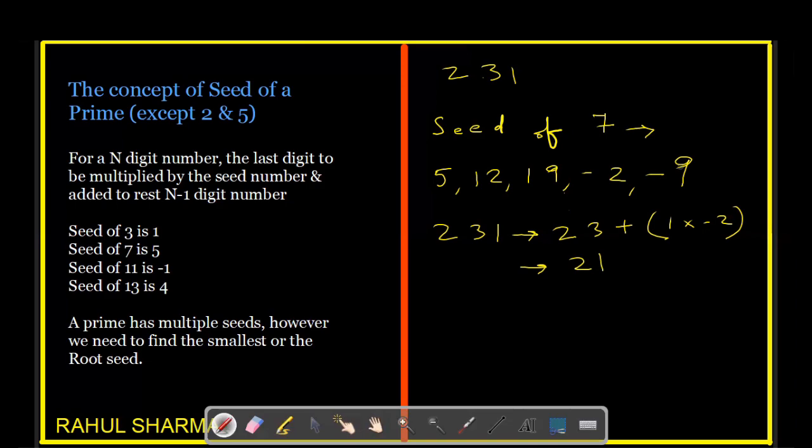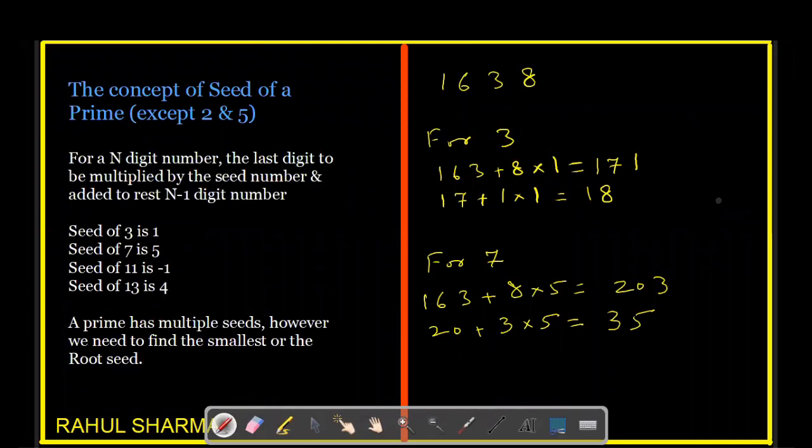A prime can have multiple seeds. However, we are repeating here, we are interested in finding the smallest or the root seed, as that would help us solve the problems in an efficient manner. Let's take another example to reinforce the concept of seed. Let's say our number is 1638.